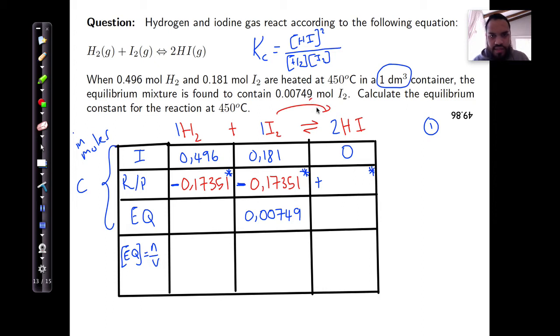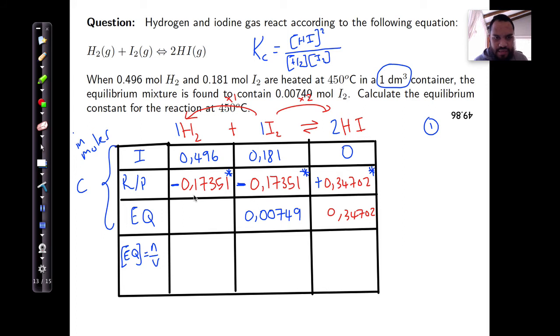Okay? So whatever I've done in this ratio over here, I've got to do it in this row as well. 1 goes to 1 by multiplying by 1. Okay? So let's take 0.17351 and multiply that by 2. It gives me 0.34702. Okay, now excellent. Now the rest is trivial. Now you just say 0 plus this thing over here must give me the same thing there, 0.34702.